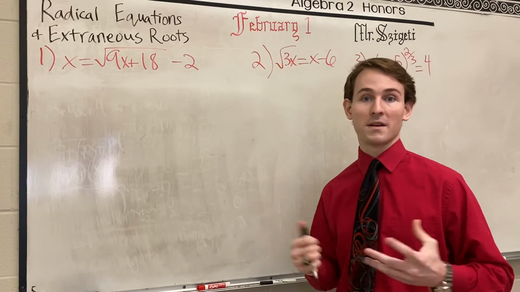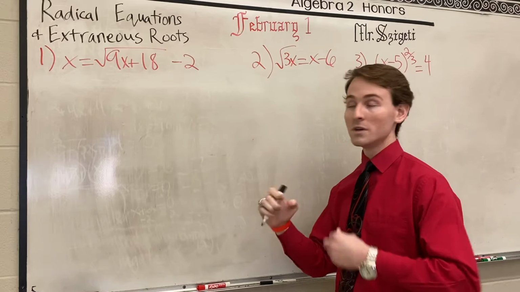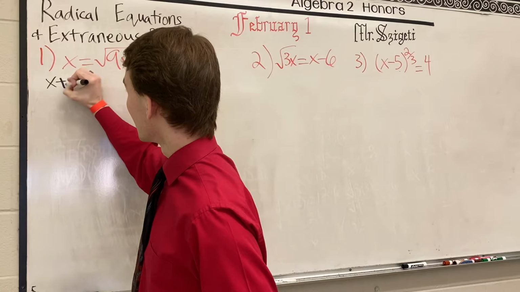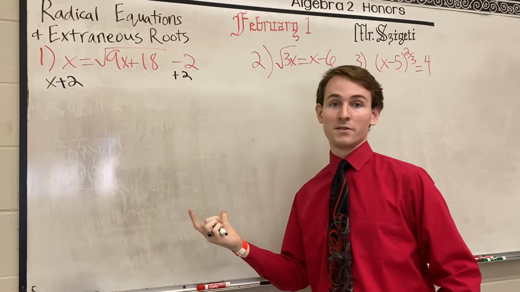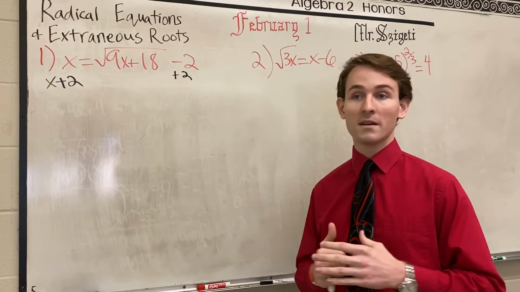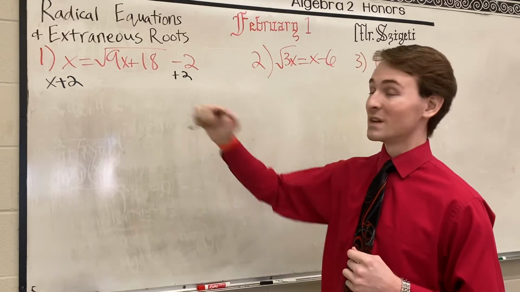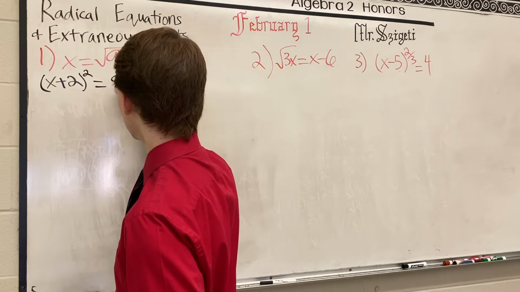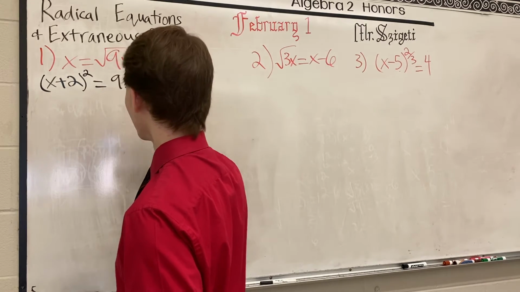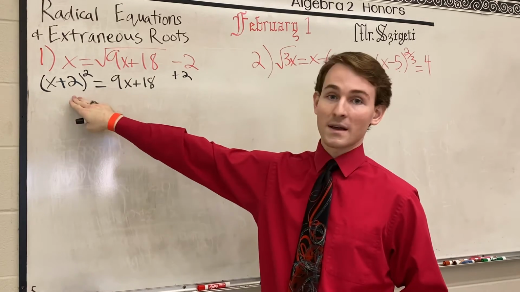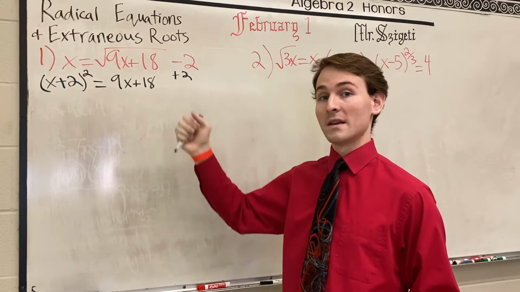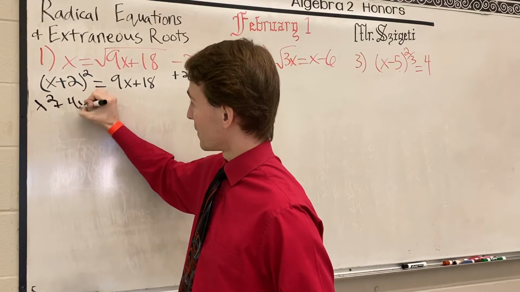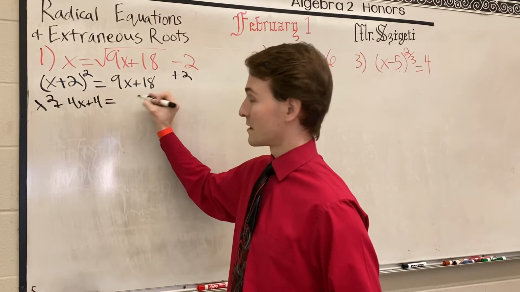So the first step, like I said, is isolating the radical by adding 2 to both sides. Then I said we needed to square both sides. So I'm going to go ahead and rewrite it with x plus 2 squared is equal to 9x plus 18. Then we're going to FOIL this side, and then we'll set this side equal to 0. That's the next couple steps that I'll be doing here. So I have my x squared plus 4x plus 4, and then I want this to be equal to 0.